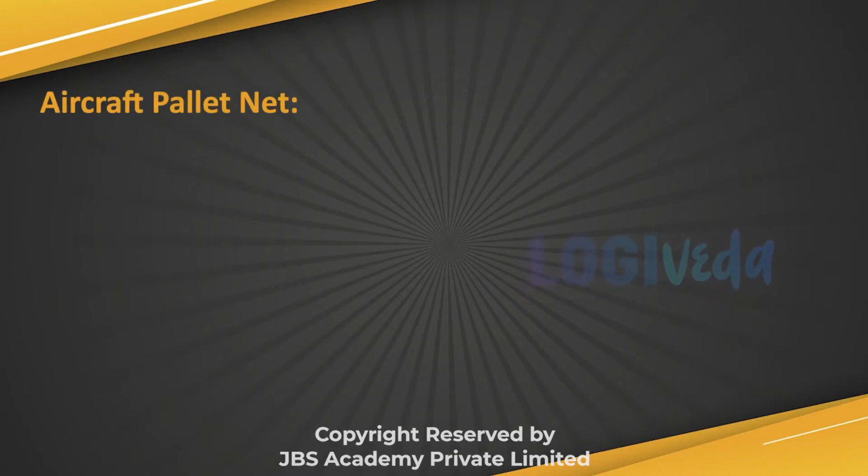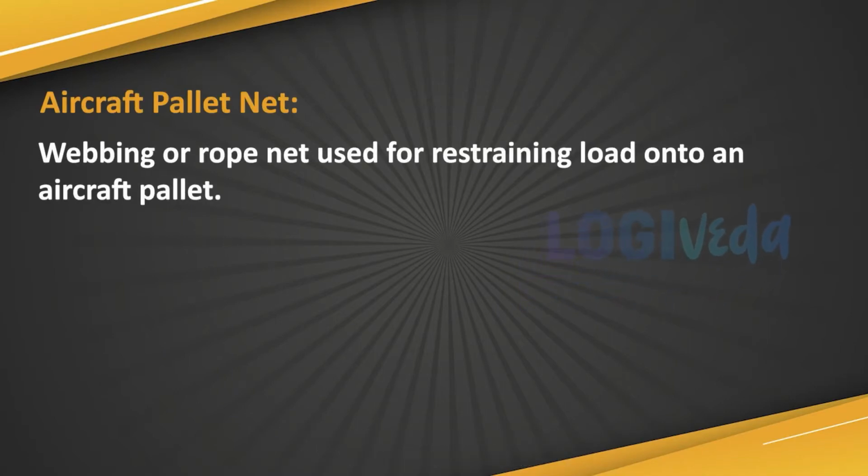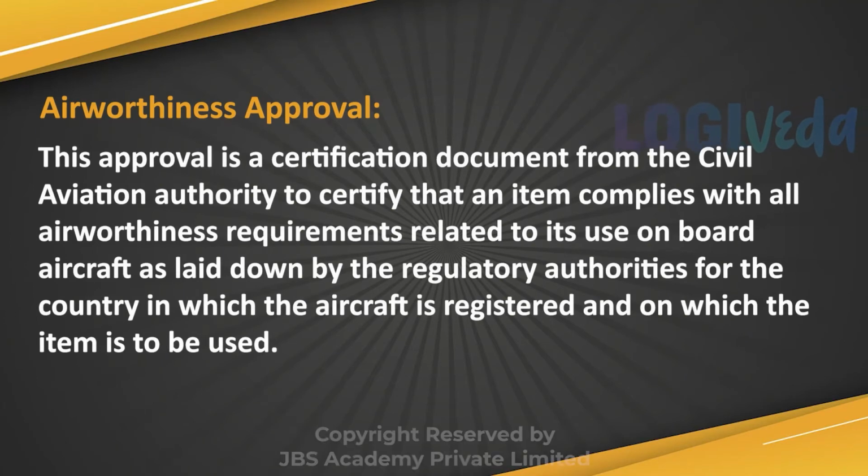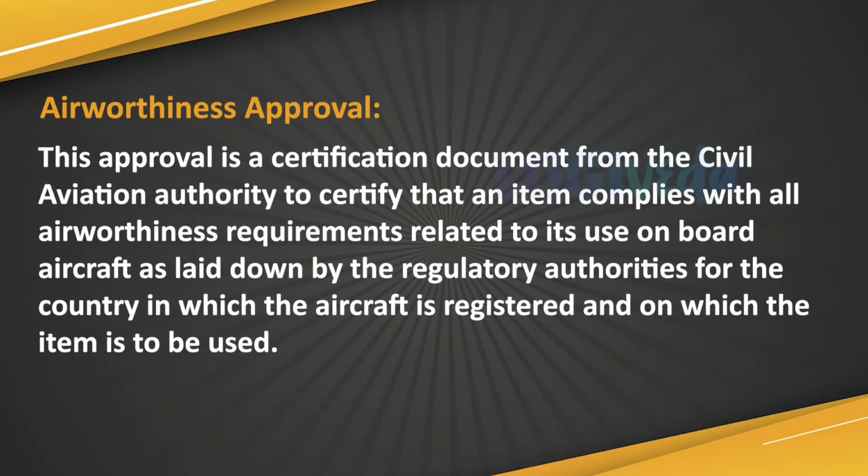Aircraft pallet net. These are basically webbing or rope nets used for restraining load onto the aircraft so that the pallet does not move anywhere when loaded into the aircraft. Airworthiness approval of the ULD. This approval is a certification document from the Civil Aviation Authority to certify that an item complies with all the airworthiness requirements related to its use on board aircraft as laid down by the regulatory authorities for the country in which the aircraft is registered and on which the item is to be used.